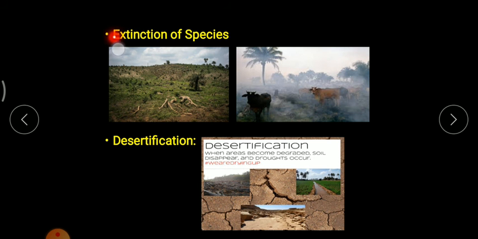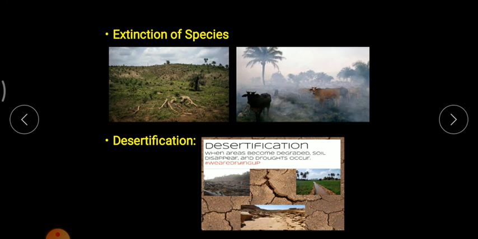Extinction of species. Many plants and many animals reside in the forest. If there is no perfect atmosphere or ideal condition for a species to live, then the species won't be present there. For instance, as you can see in this picture, smog is being created by human intervention. So the species will find it difficult to survive in this atmosphere, and they will become extinct from this area.